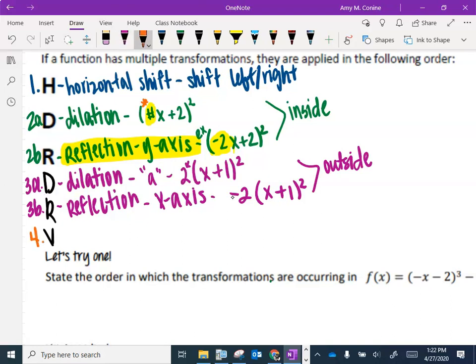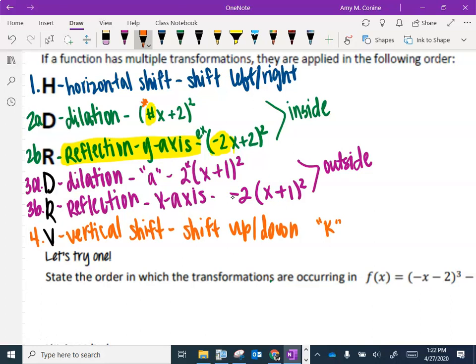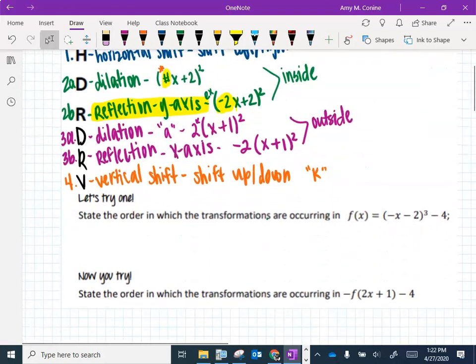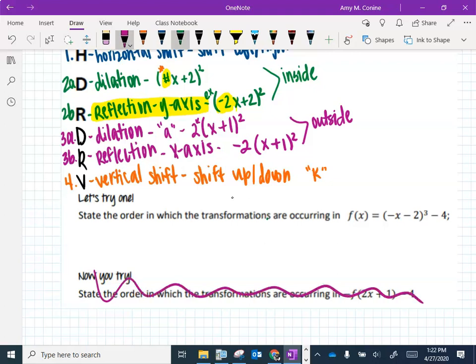And then the last thing that you do is your vertical shift. In here, we've been talking about a shift up or down, and that's that K value. So that I'll put that over here in parentheses. That's that K value that we're looking at. That will always be done last, no matter what's going on in here. Your K will always be done last. All right. So we have this example below. I'm not going to have you guys do this one. We'll do a few more together.